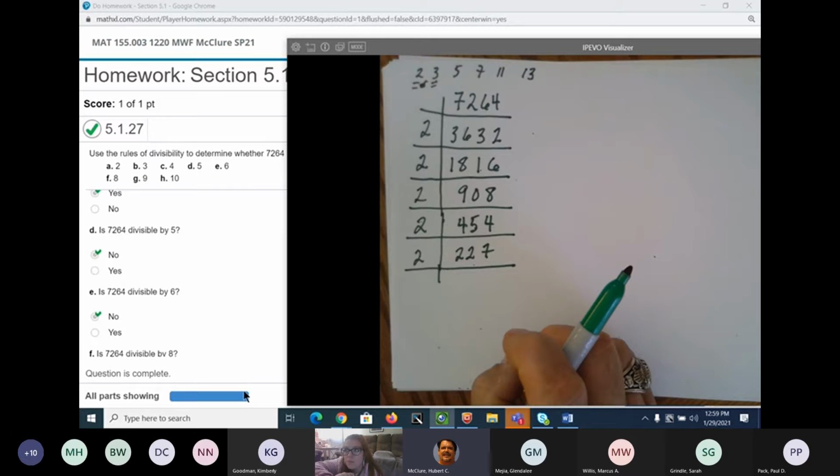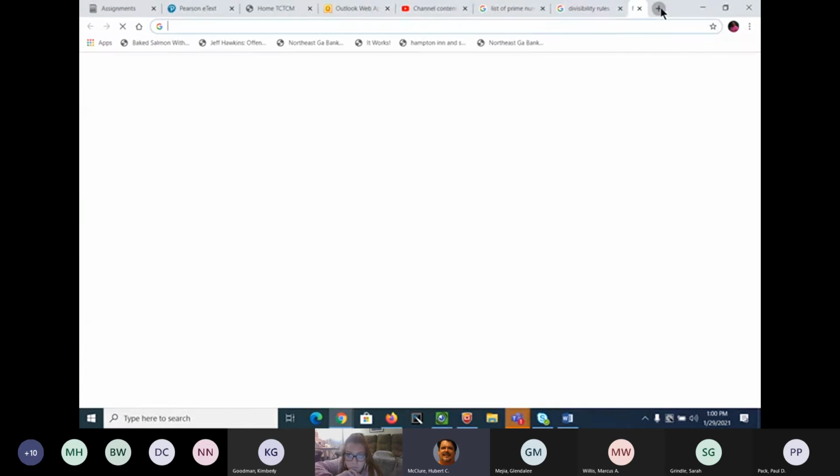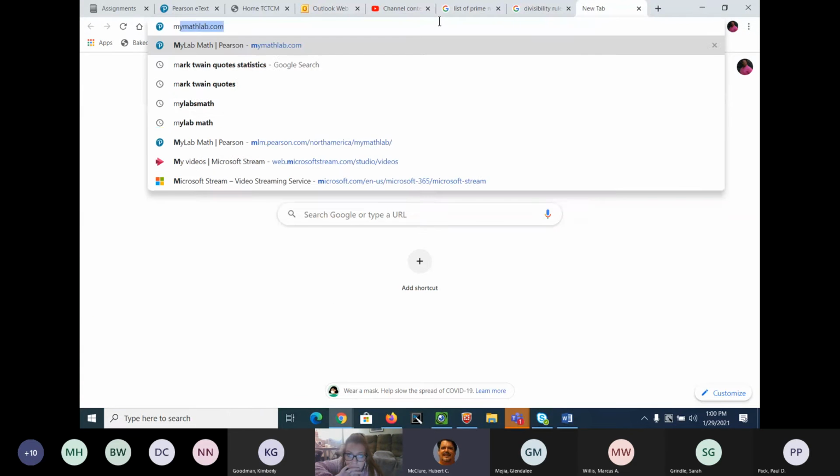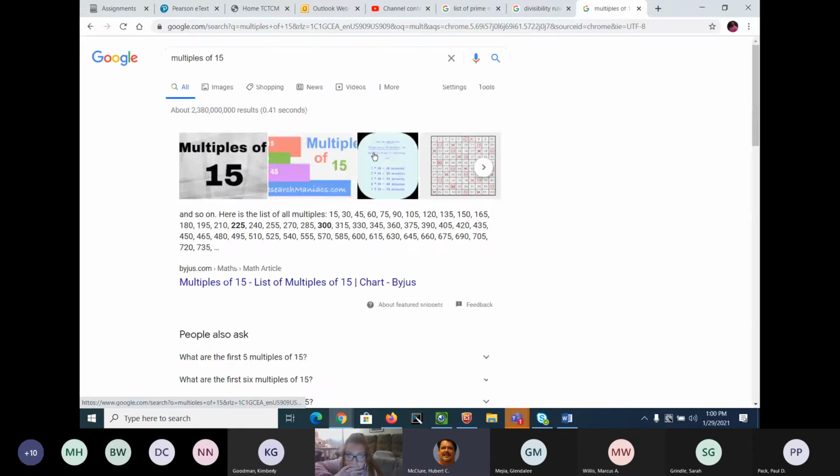Let's look at our multiplication tables. And I'm doing this for a reason, because a lot of people suck at them. So I'm going to go to my handy dandy Google, and I'm going to search multiplication tables. Look there, multiplication tables up to 15, because that's what everybody should know out of high school.